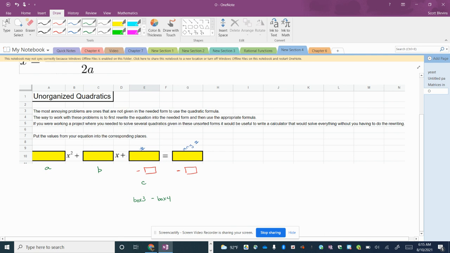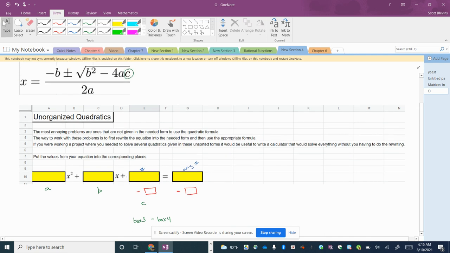So whenever we fill out our formula in the spreadsheet, we'll fill in b squared, 2a, all of those things the same way. But whenever we want to choose C, we won't be able to just click one box. We'll actually have to choose box 3 minus box 4. So that's the logic behind where we're going with this.